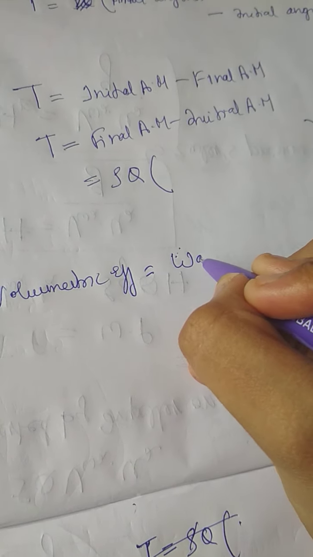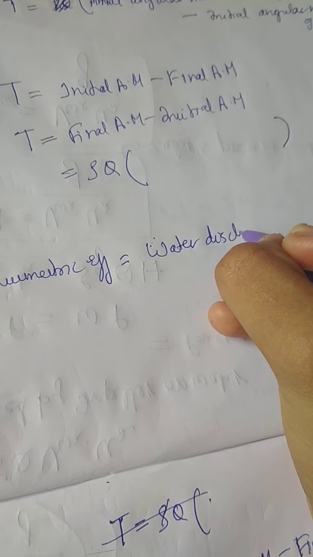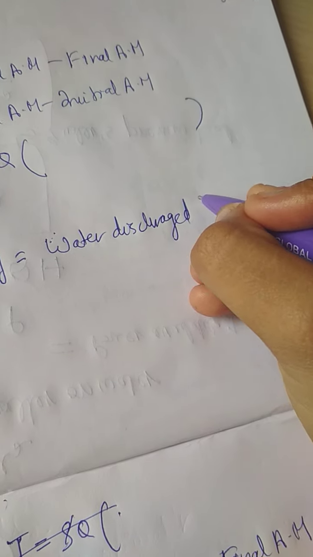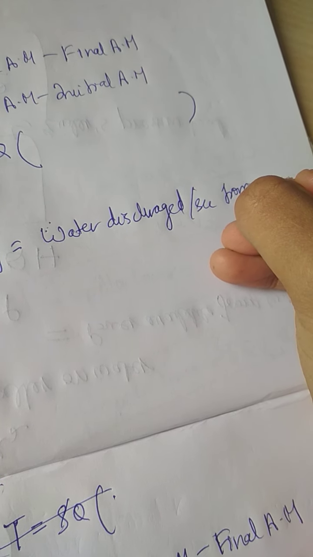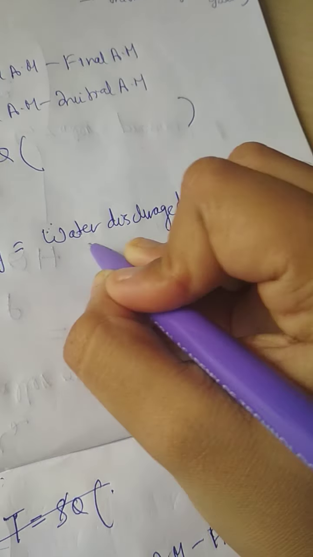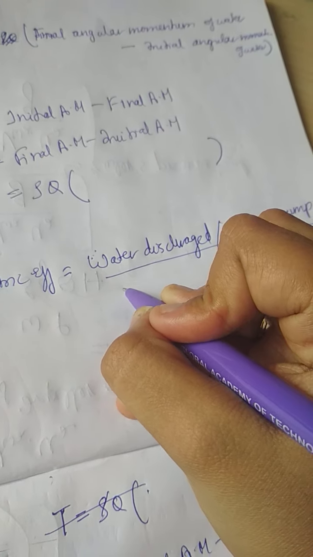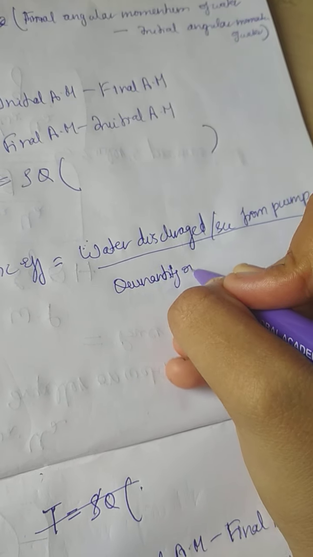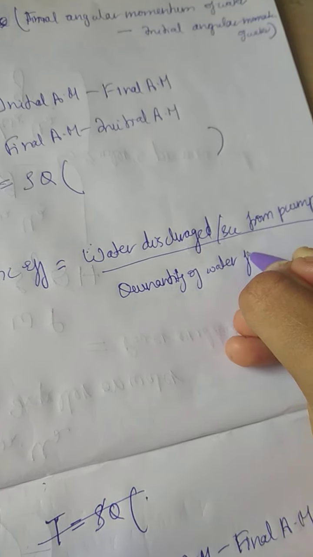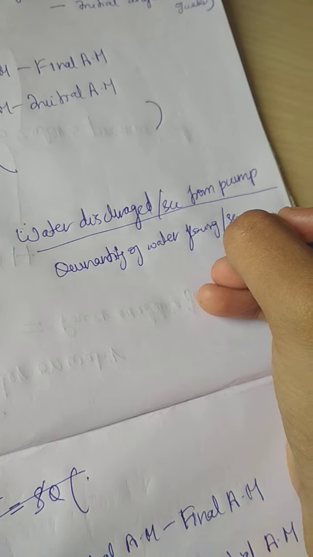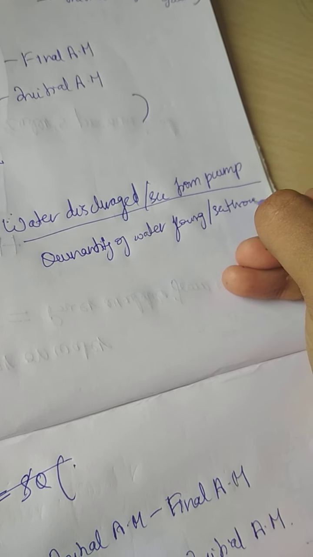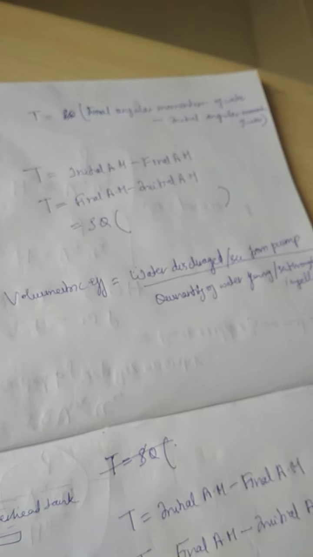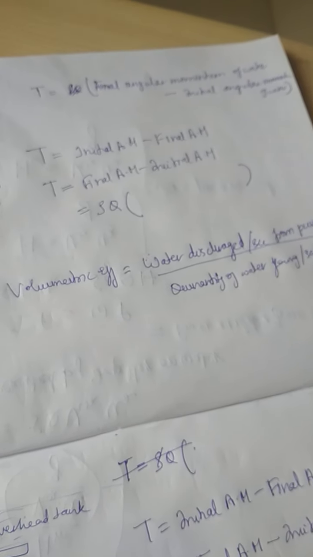So it is the ratio of water discharged per second from the pump to the initial input, which was the water flowing, right? So the quantity of water flowing per second through the impeller. So that's the volumetric efficiency. So these are the efficiencies.